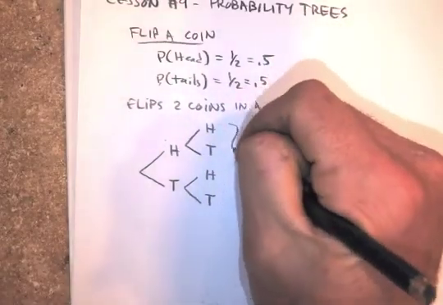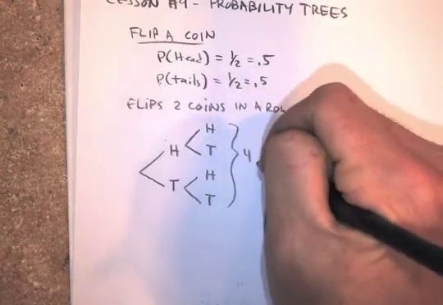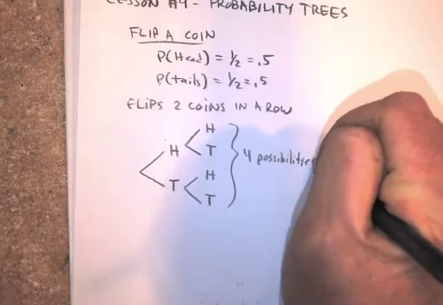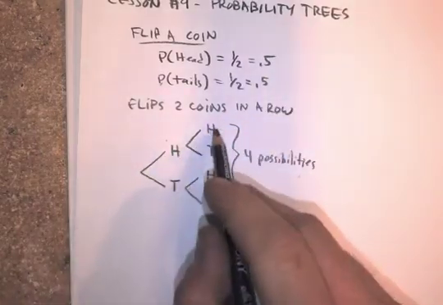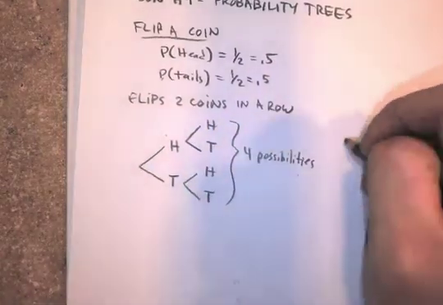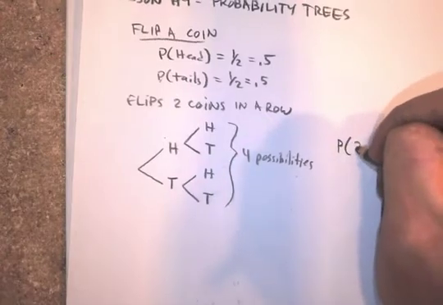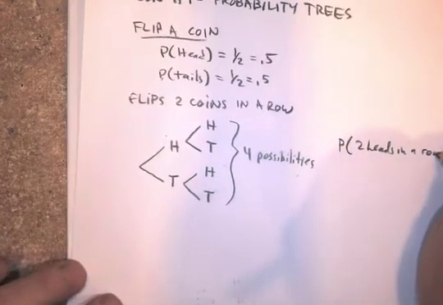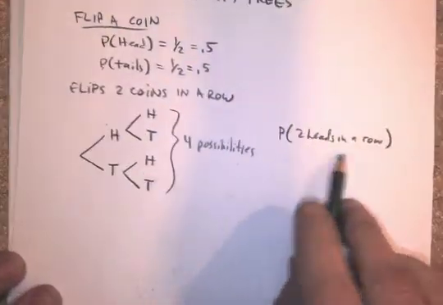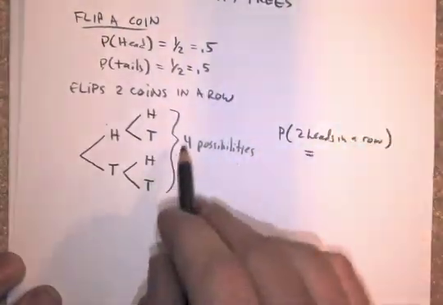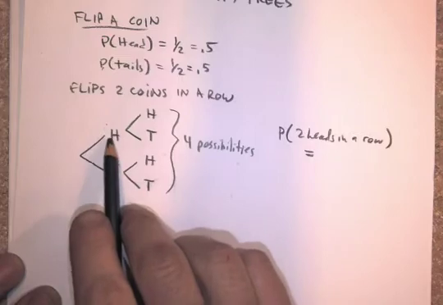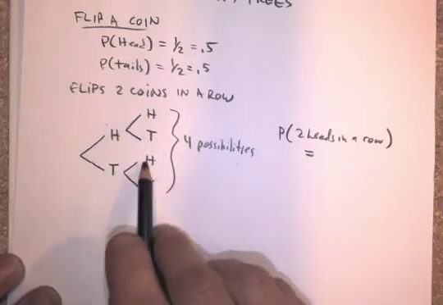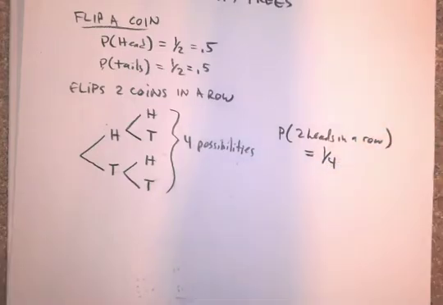So how many ends are there? There are 4 possibilities. We're looking at how many different paths there are, or how many different ends. There's 4. So it might say, what's the probability of 2 heads in a row? It would be written out something like this, P of 2 heads in a row. There are 4 possibilities, and the one that has 2 heads in a row is right here. So there's only 1 path out of all of these, so a 1 out of 4 chance that you get 2 heads in a row.